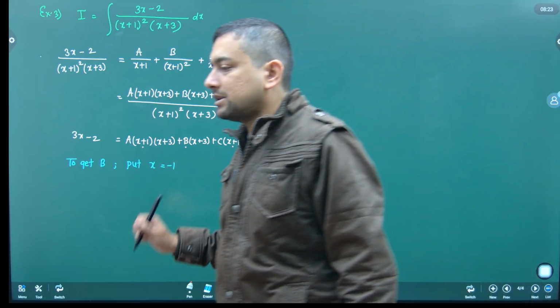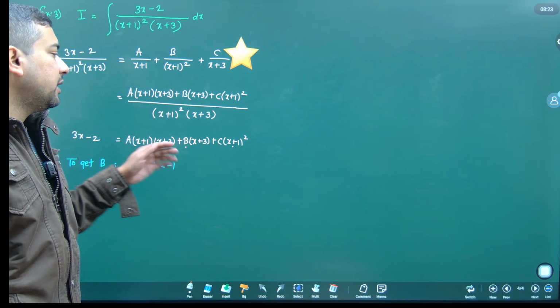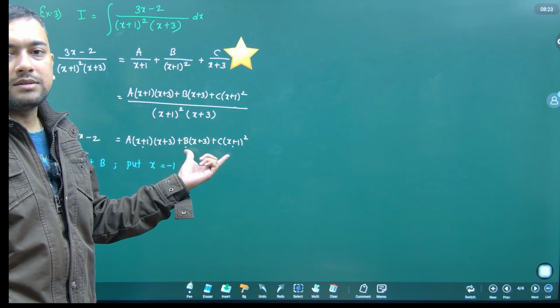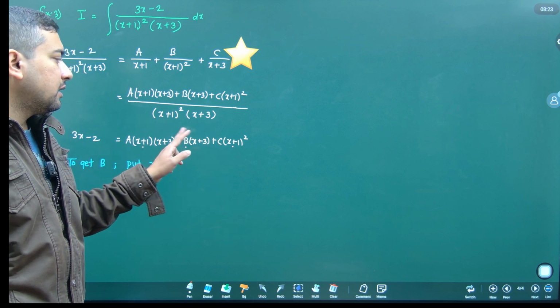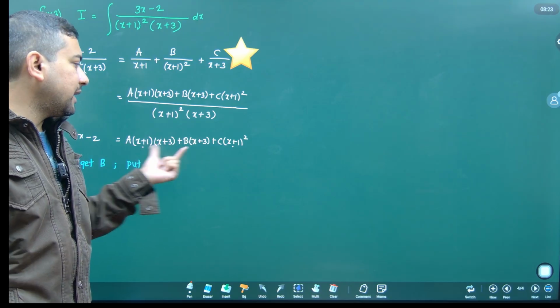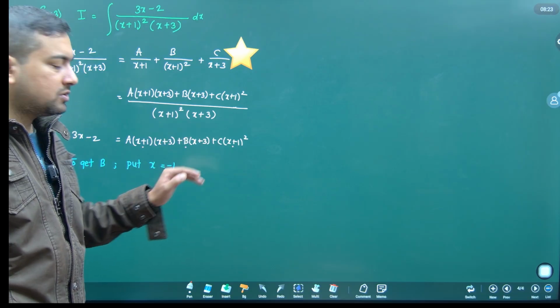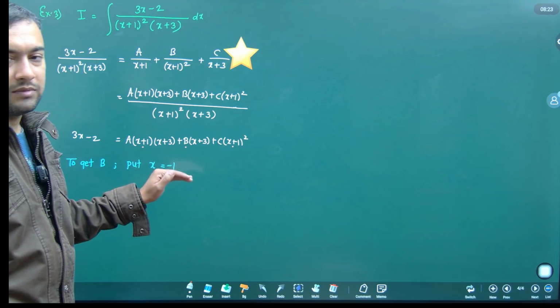Is this step clear? We cannot find A directly here. Why? There is no common thing in B and C. So avoid A and consider B. To find B, is there any common thing between A and C? Yes. What is the common thing? x plus 1 is there. So to make it 0, I will put x equal to minus 1.